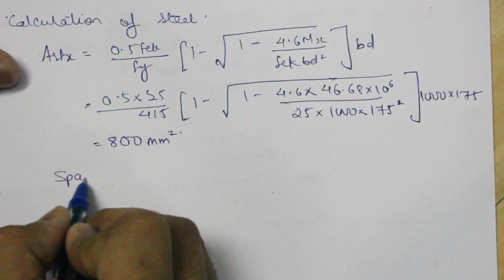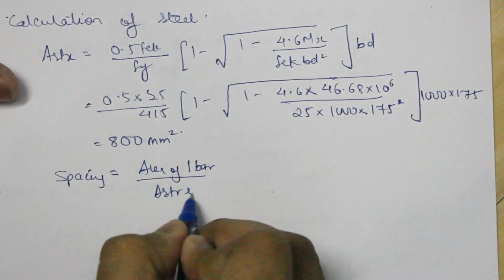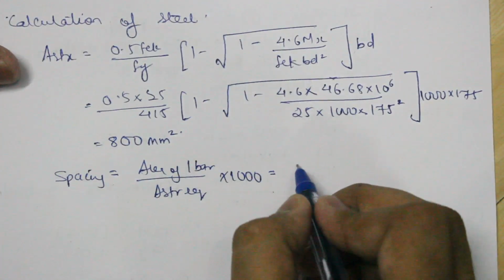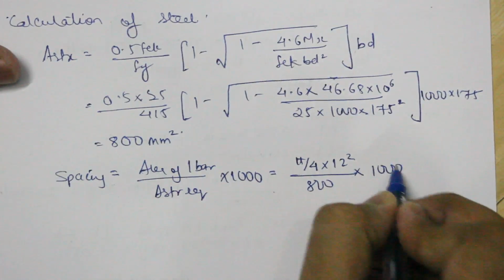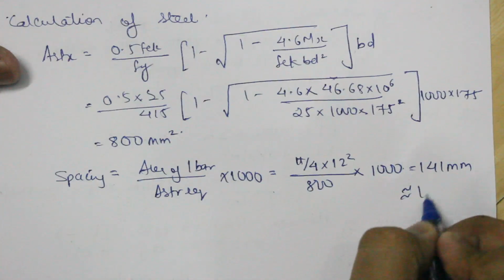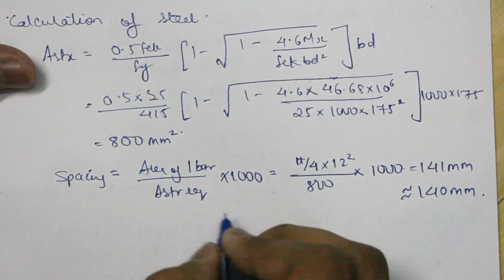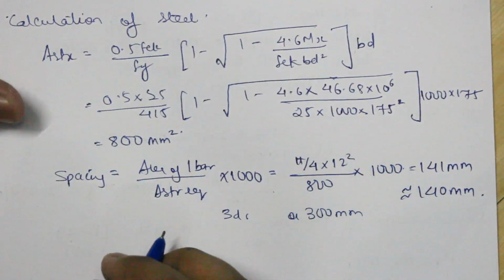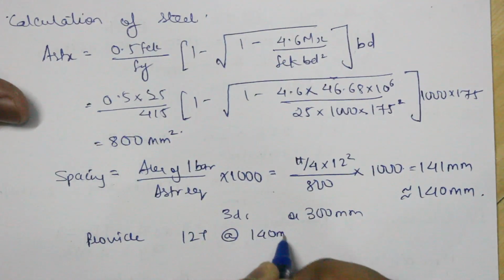Once you get this, you can provide the spacing. Spacing is area of 1 bar upon Ast required multiplied by 1000. So let's assume 12 mm diameter bars. So area of 1 bar will be pi by 4 into 12 square upon Ast required, 800, into 1000, which is 141 mm. So let's take it as 140 mm. Now you can also provide the check for maximum spacing, which is 3d or 300 mm. So basically you can see it is less than that. Therefore provide 12 tor at 140 mm center to center.